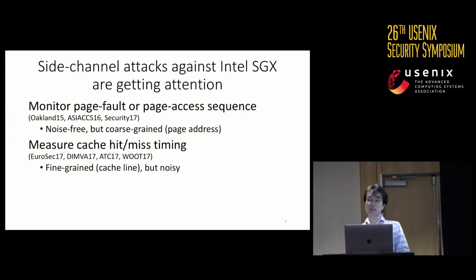Recently, a number of researchers have proposed sidechannel attacks against SGX that can reveal control flow and data flow from SGX. Some researchers have found that by monitoring page faults or page access sequences, attackers can get page-level control flow without any noise. Also, other researchers have confirmed that Intel SGX suffers from cache sidechannel attacks that can reveal cache-line-level control and data flow with some measurement noise.